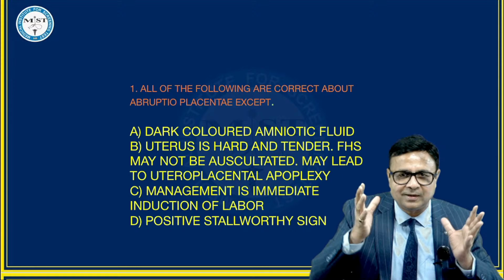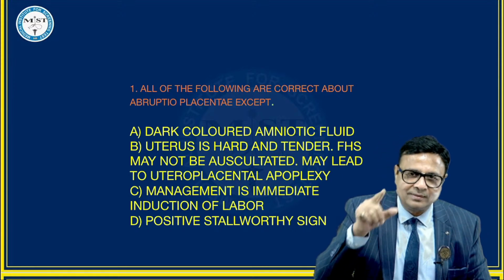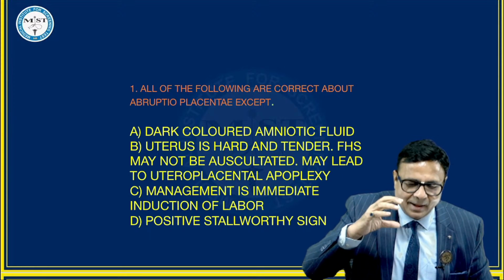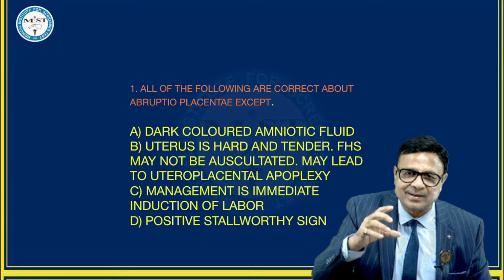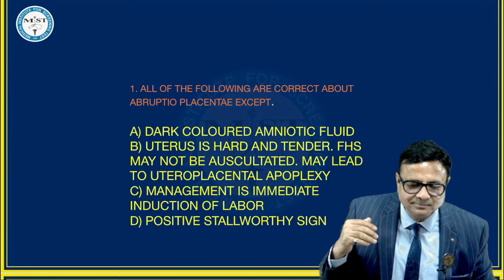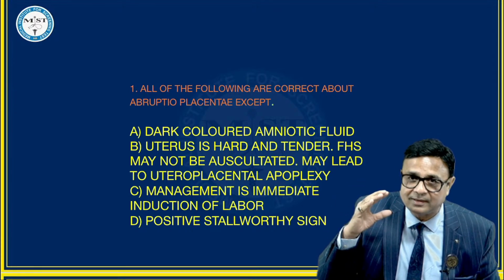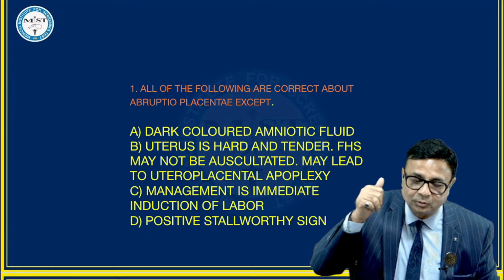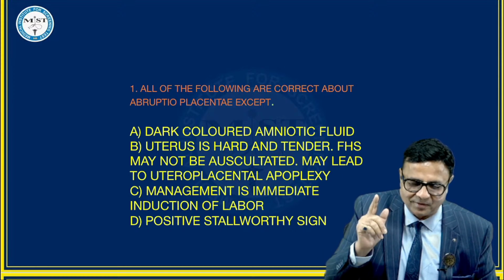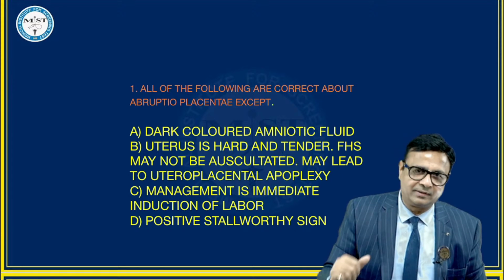We have discussed in our classes that dark colored amniotic fluid is seen in abruptio placentae. Can you tell me the reason for this? Why is amniotic fluid dark colored in abruptio placentae? I will answer you. It is due to thromboplastin, which is released after separation of the placenta, which gives it dark color. So option A is the correct statement.